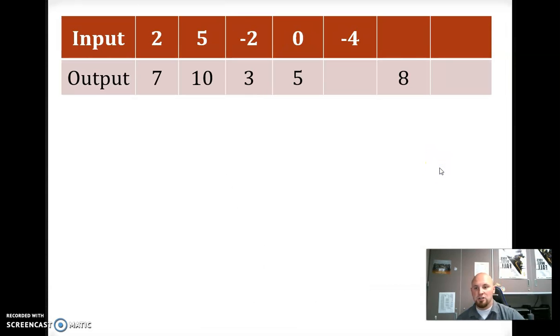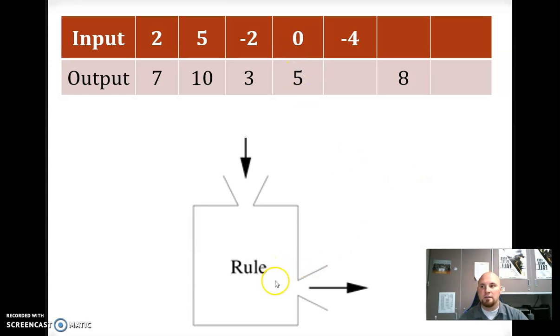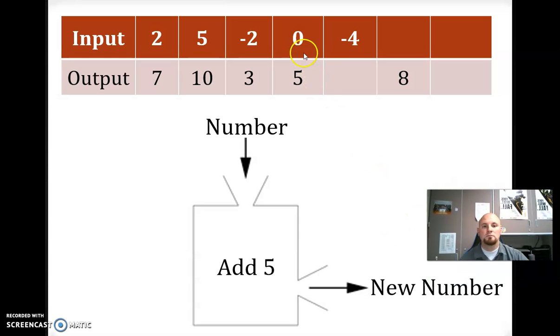So here's another function that takes 2 and gives me a 7. A 5 gives me a 10, negative 2 gives 3, 0 gives 5. So we have another function where I'm taking some number, and what is that function doing to that number? Well, if you notice, it's adding 5 to it and giving you out the new number. So if I plug in a negative 4, well, negative 4 plus 5 is 1. And what plus 5 is 8? Well, that would be 3, because 3 plus 5 is 8.